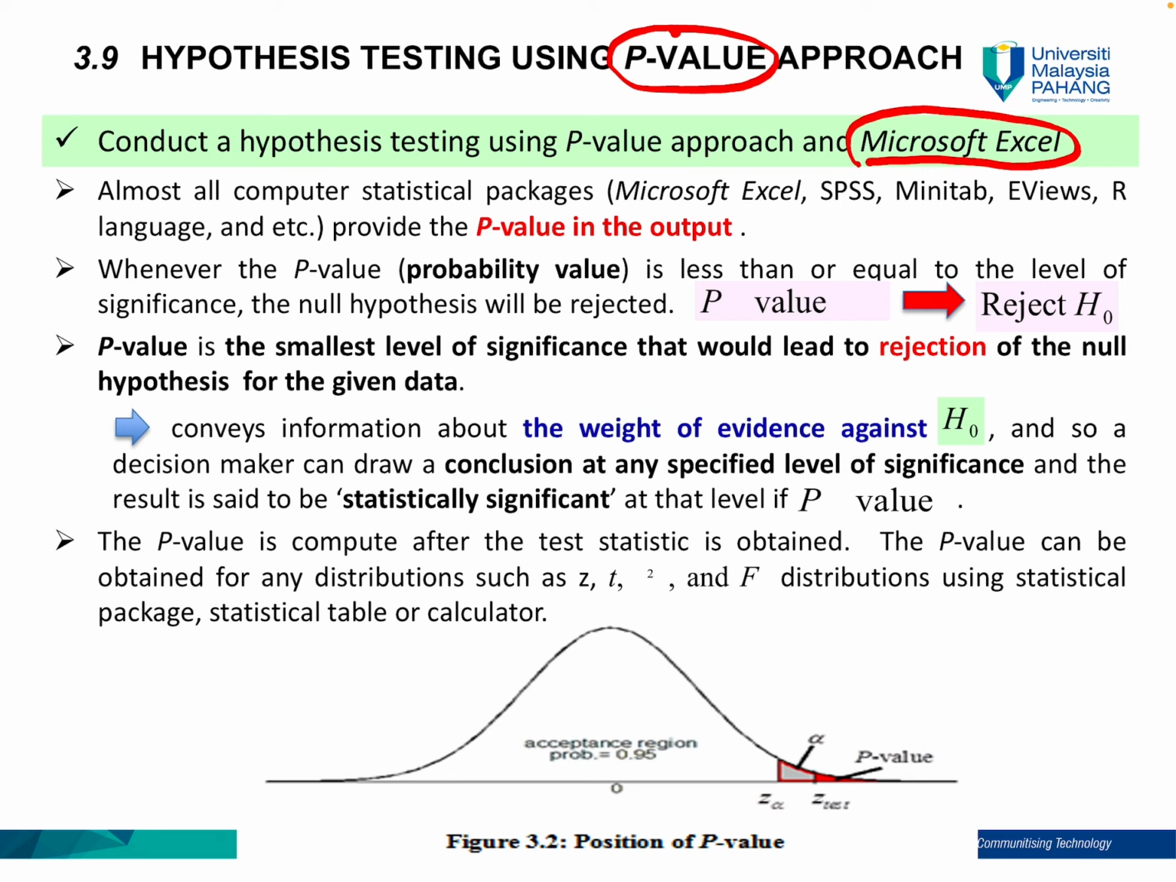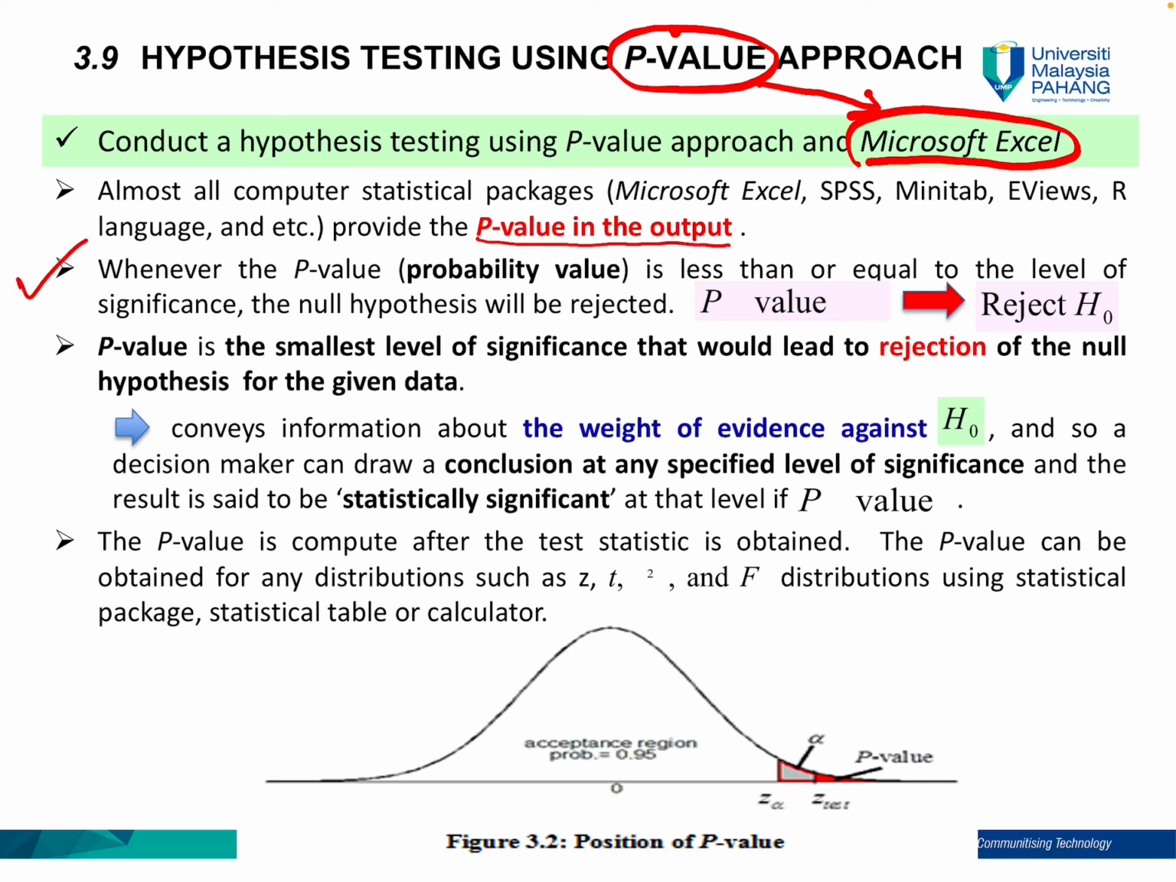So mention here Excel. So p-value approach, p-values are given by Microsoft Office Excel. Where can we get the p-value? From the Microsoft Office Excel. So normally the p-value will be given. You don't have to find manually the p-value. P-value will be given in the Microsoft Excel output. Okay, almost all computer statistical packages, Excel, SPSS, Minitab, eViews, R-Language, and others provide the p-value in the output. And in this course, we will use Microsoft Office Excel to come up with the p-value.